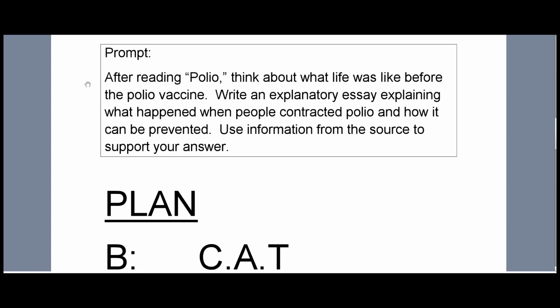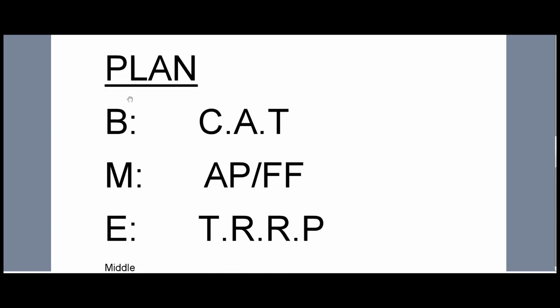When you read the prompt again, the second thing you're looking for is what you are writing about. Today, you are explaining what happened when people contracted polio and how it can be prevented. Let's take a look at the plan. You have a beginning, middle, and end.